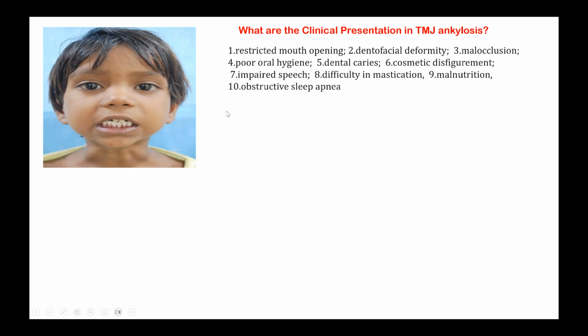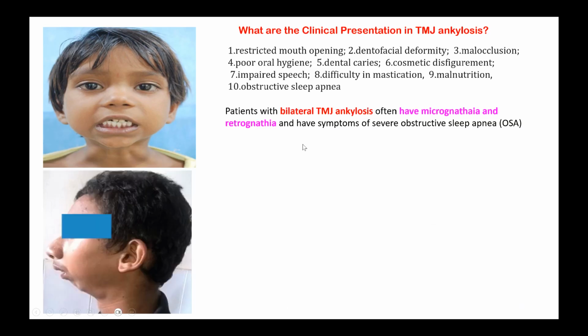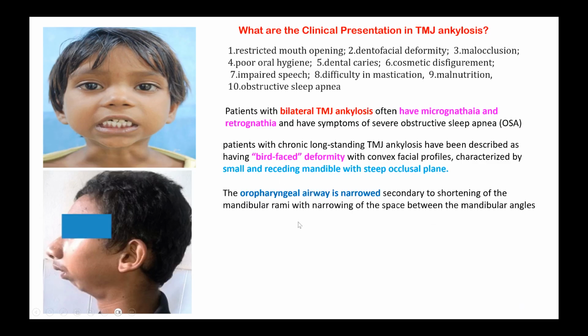And if they have a very short jaw, maybe micrognathia, they may have OSA features also. In bilateral cases, they usually have micrognathia and retrognathia. This will be the appearance of the mandible in the bilateral cases, which is called the bird face. It looks like the face of a bird. This is called the bird face deformity, with a small receding mandible with a steep occlusion plane, and the oropharyngeal airway is very much narrowed, secondary to shortening of the mandible, the rami and narrowing.